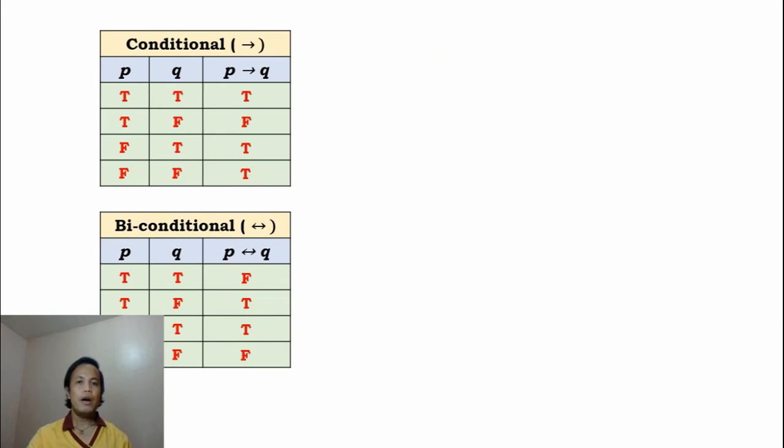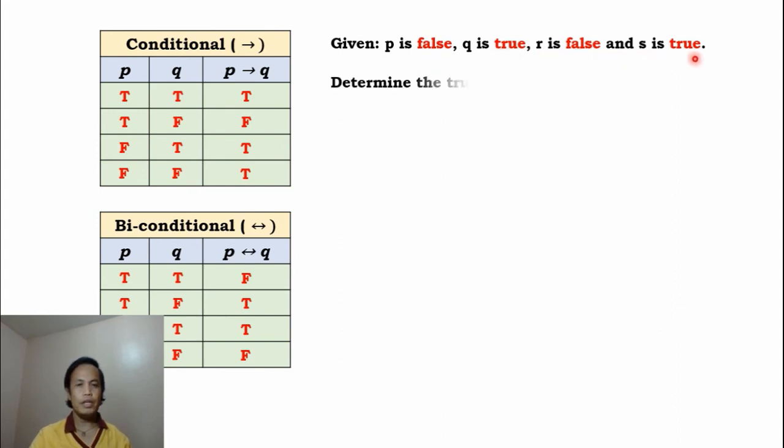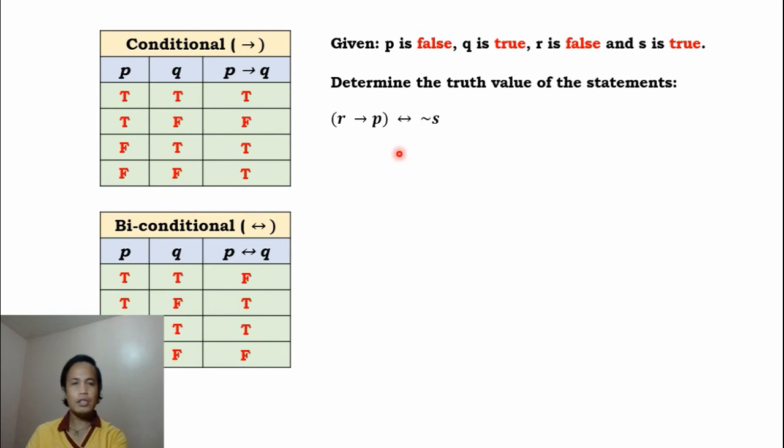So the truth value for this statement is true. Let's proceed to our next example. The same, we are given P is false, Q is true, R is false, and S is true. We determine the truth value of the following statements. We have R implies P, which is this truth table, if and only if not S. So we change the variables with the equivalent truth value. Our R is false, our P is false, our S is true.